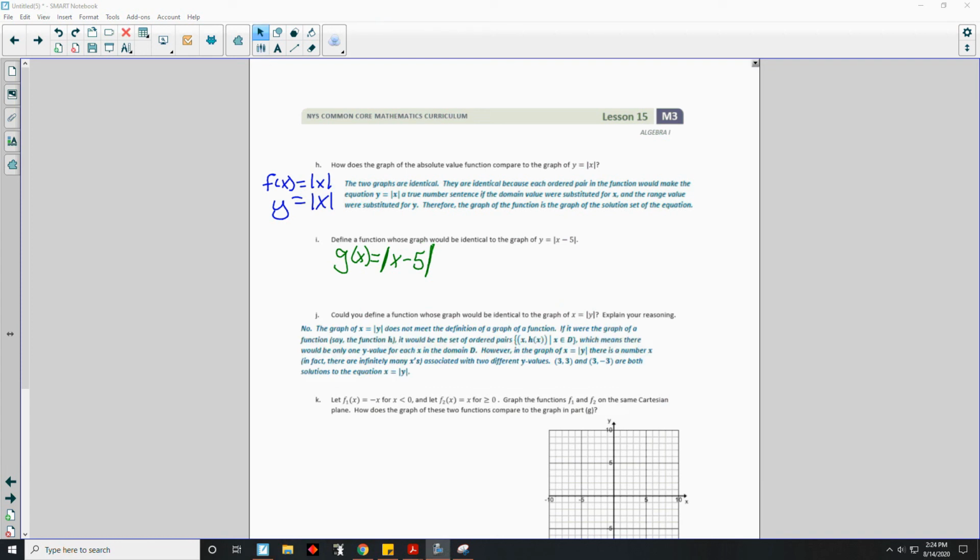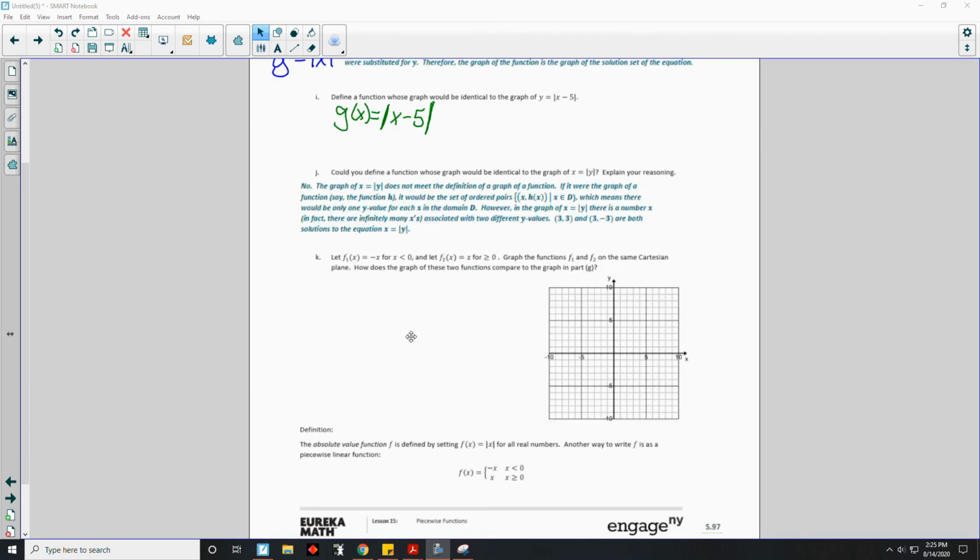The graph of x equals the absolute value of y does not meet the definition of a graph of a function. If it were the graph of a function, say the function h, it would be the set of ordered pairs x comma h of x, where x is in the domain, which means there would be only one y value for each x in the domain D. However, in the graph of x equals the absolute value of y, there is a number x. In fact, there are infinitely many x's associated with two different y values. 3, 3 and 3, negative 3 are both solutions to the equation x equals the absolute value of y. All right, much more detailed explanation there.